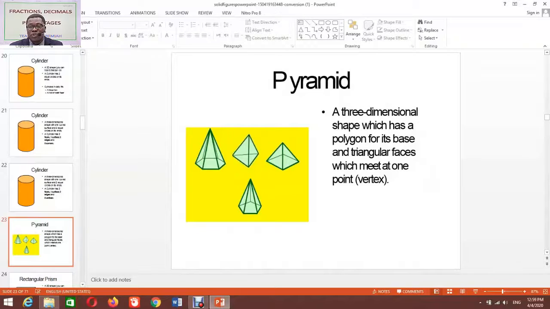Now let's come to pyramid. The shape on these screens represents a pyramid. A pyramid is a 3-dimensional shape which has a polygon for its base and triangular faces which meet at one point, which is the vertex.